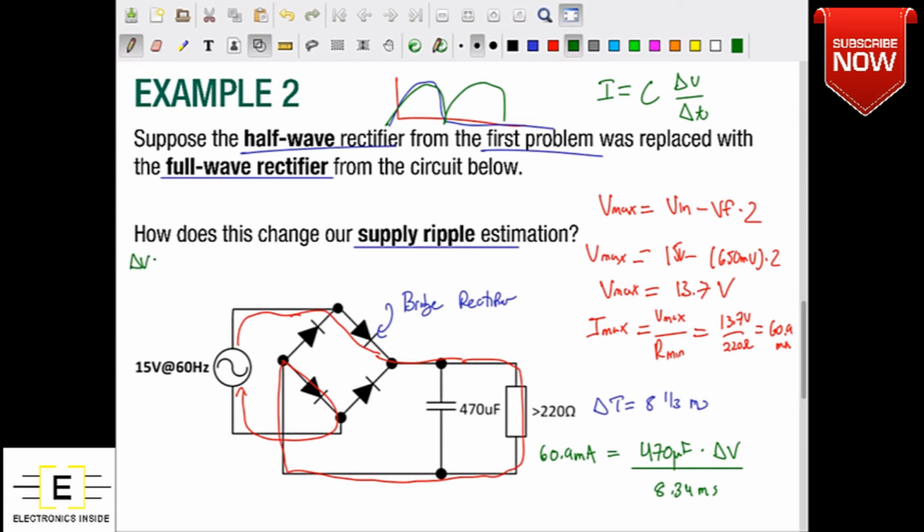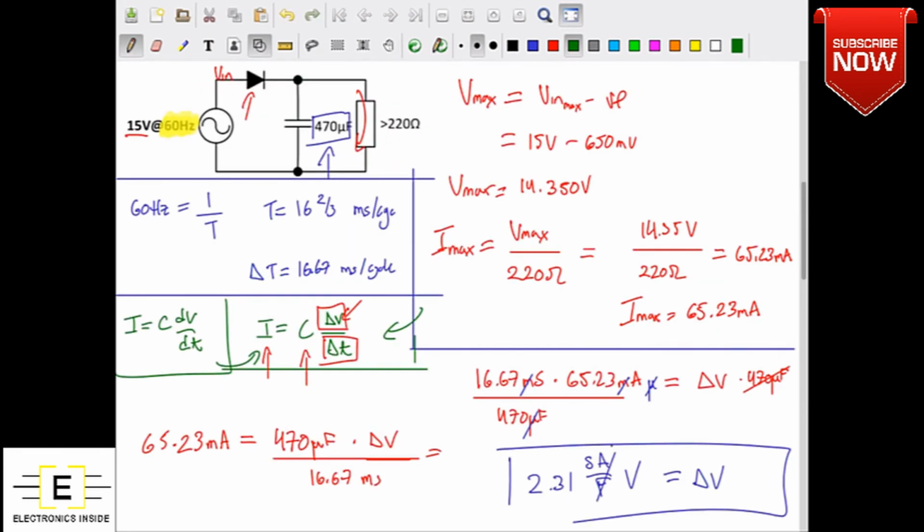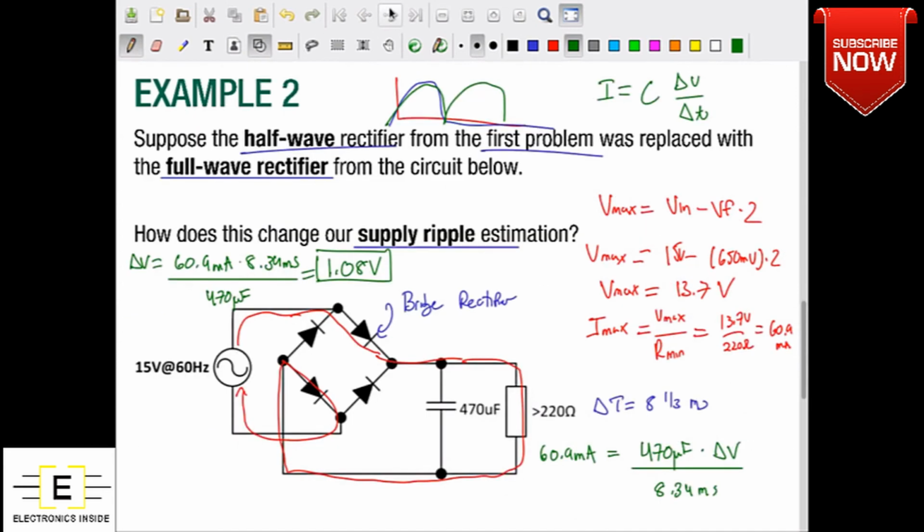And we get that delta V is equal to 60.9 milliamps times 8.34 milliseconds divided by 470 microfarads. And so if we perform this computation, we wind up with a supply ripple of 1.08 volts. Now, if we want a really simple estimation for this one, we could take the 2.31 volts that we got from the last problem and divide it kind of cleanly in half.